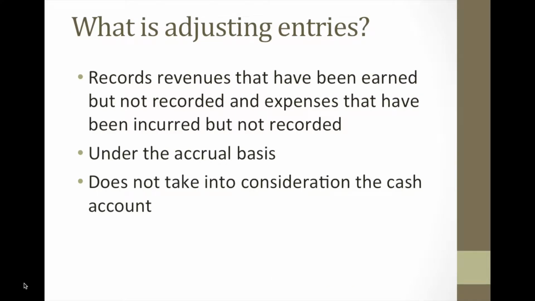Adjusting journal entries are entries made in the general journal to record revenues that have been earned but not recorded, and expenses that have been incurred but not recorded, under the accrual basis. Adjusting entries do not take into account the cash account, as cash does not coincide with the earning of a revenue or incurrence of an expense. For example, cash can sometimes be received after a revenue is earned.